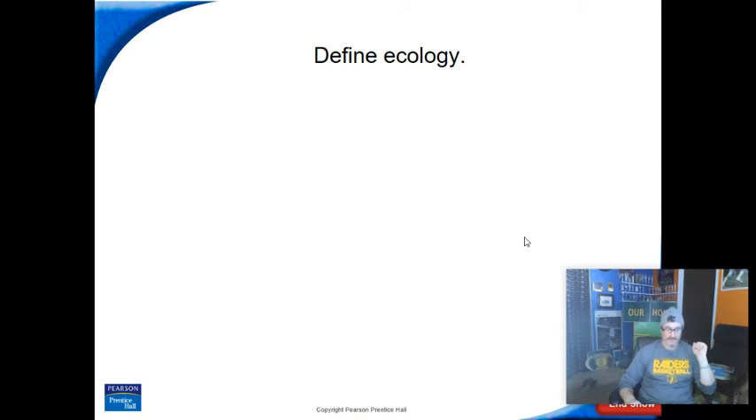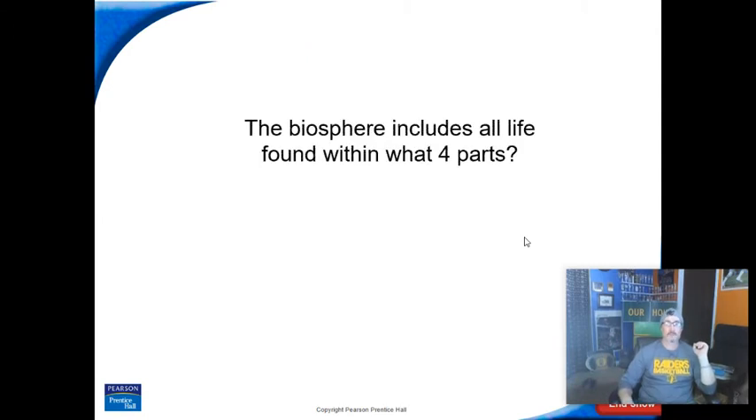You got it. The scientific study of interactions among organisms and between those organisms and their environment. Okay, so ecology is really the study between living things and the non-living: air, water, rock, soil. The biosphere includes what 4 parts? And if you can't remember what those 4 parts are, take a look at number 2.